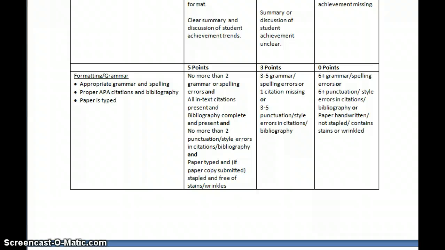And then, of course, the lovely formatting and grammar. Grammar, spelling. You probably won't have a ton of citations here when you're discussing the choice that you made. You're probably going to cite something from the book, so it's probably going to be your only citation, but make sure that's appropriate, make sure you have it done correctly, and check your spelling and grammar. Any questions, please let me know.